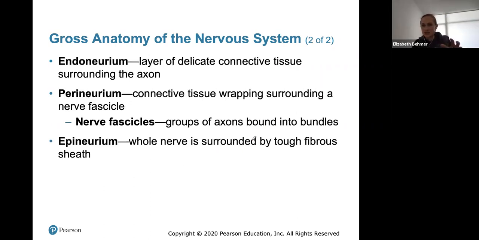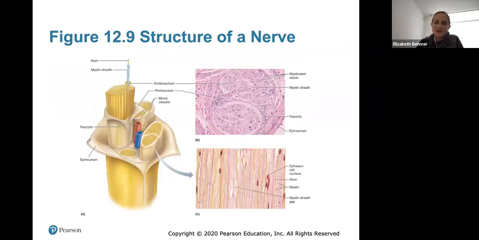Then we have different connective tissue sheaths that surround nerves. The endoneurium is a layer of delicate connective tissue surrounding the axon. The perineurium is connective tissue surrounding a nerve fascicle, in which a nerve fascicle will be groups of axons bound into bundles. And then the epineurium is around the whole nerve, and that is surrounded by the tough fibrous sheath of epineurium. So here, you can see the epineurium surrounding the entire nerve, and then around each fascicle, we have the perineurium, and we pull out one of the axons and myelin sheaths. Those are surrounded by endoneurium.